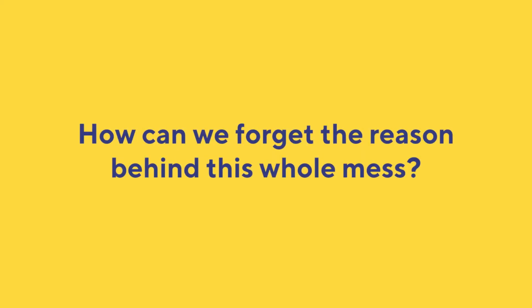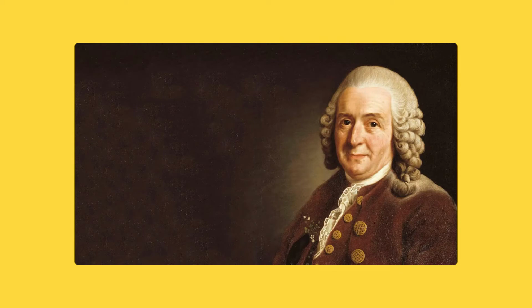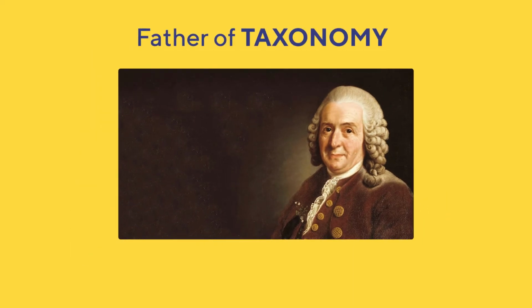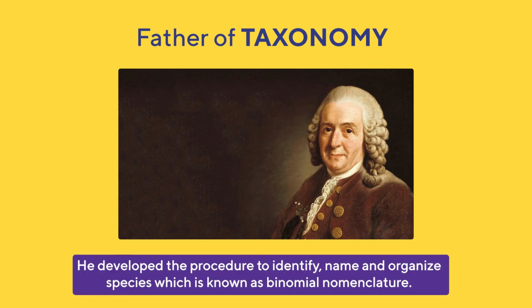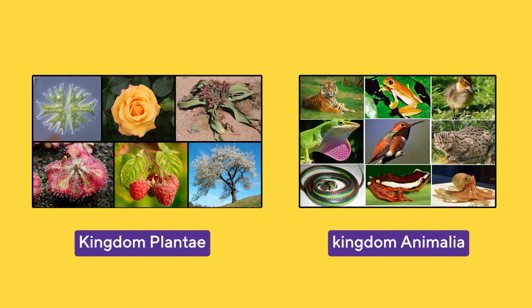How can we forget the reason behind this whole mess? Just joking. The man behind this genius concept is Carolus Linnaeus. Yes, Carolus Linnaeus is considered the father of taxonomy. He developed the procedure to identify, name, and organize species, which is known as binomial nomenclature. And he also classified all the organisms into kingdom Plantae and kingdom Animalia.